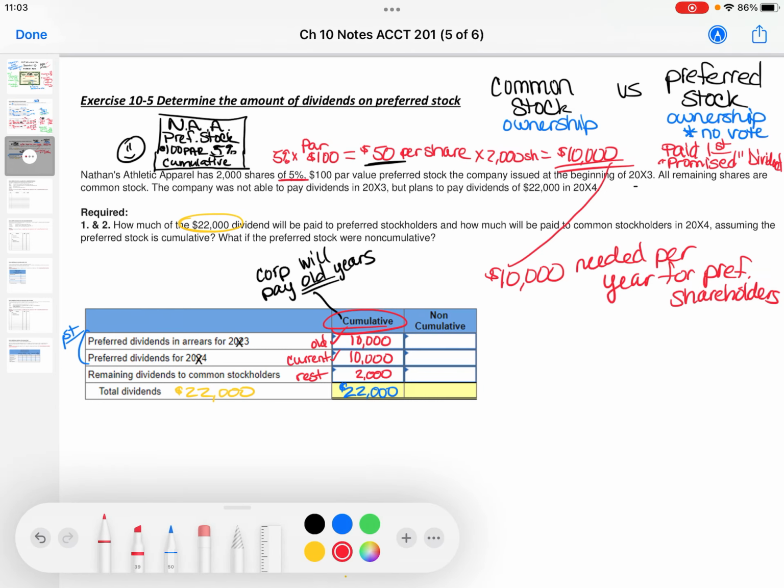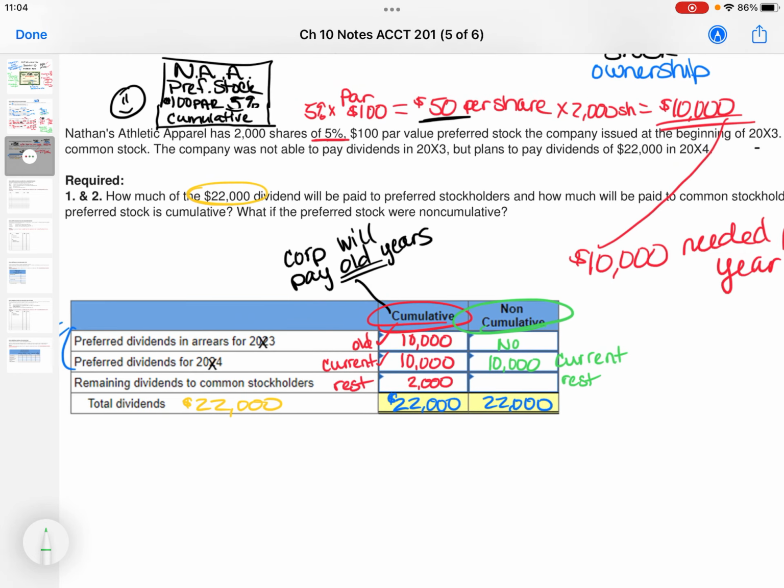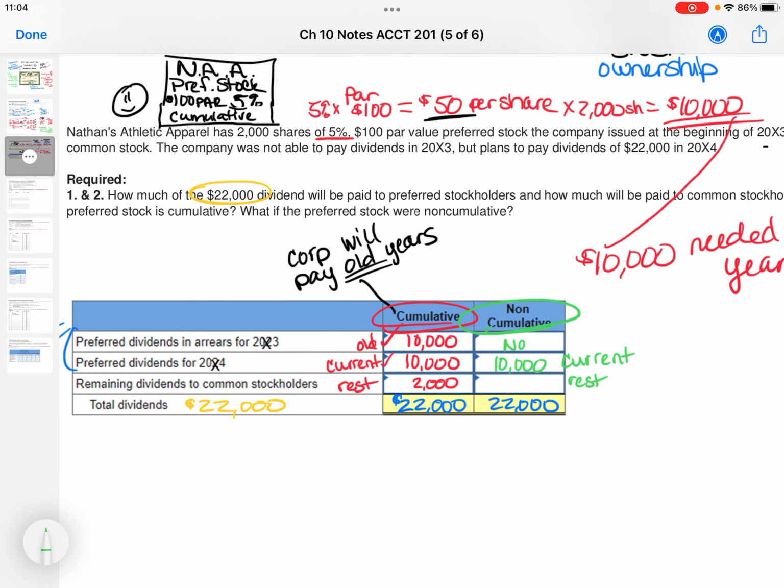Now what happens when we have non-cumulative? What do you do in that situation? Well, you don't pay the old. We don't pay prior years. We call it arrears. We don't pay anything in arrears. So $0 there. But we will pay the current year. So I'll pay $10,000, and I still have $22,000 in total, right? So no on the old, yes to the current year, and then the rest goes to all the common shareholders.